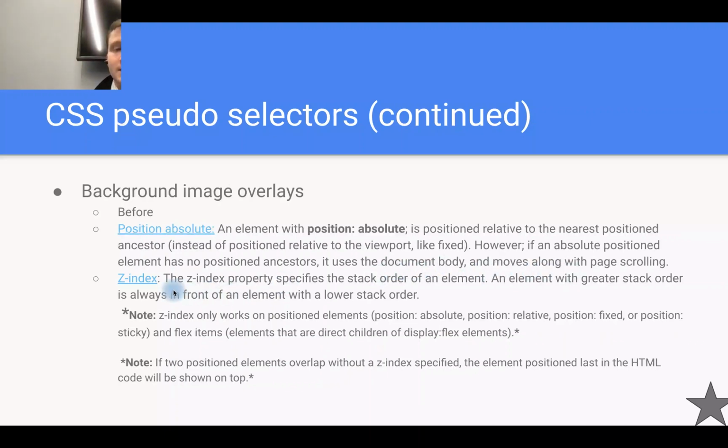And then the z-index property specifies the stack order of an element. We can think of that as three-dimensional space, moving in and out, right? If we want to put an element behind another element, we can use a negative index. If we want to put it in front of the element, we can use a positive index. The z-index only works on positioned elements. This is an important piece of information. And then if two positioned elements overlap with a z-index specified, the element positioned last in the HTML code will be shown on top.